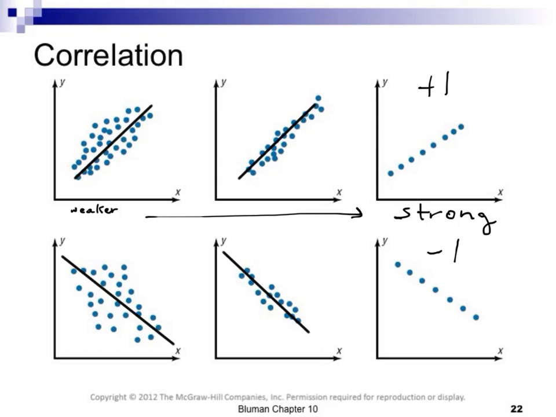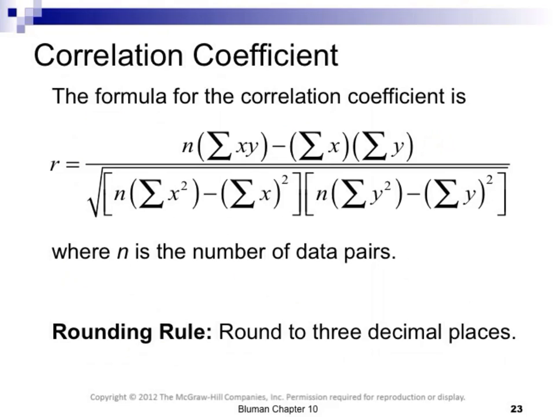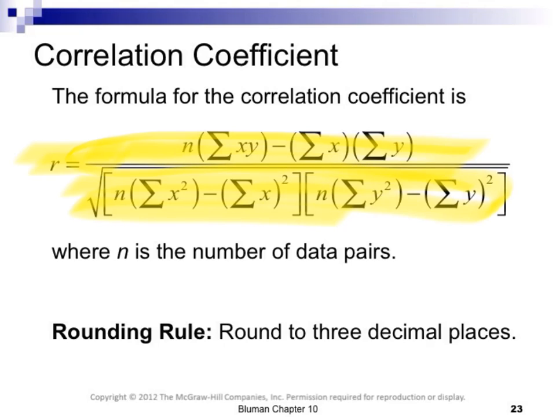And so the r value on the right would be close to -1. The r values on the left would be something less than +1. And here's the formula. It's very complicated, but it's really not as hard to do as you would think.